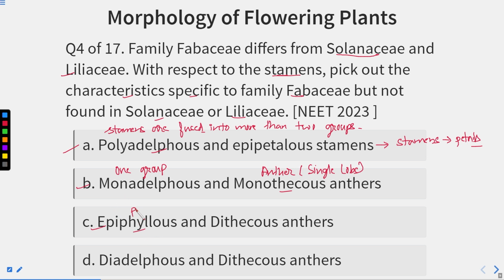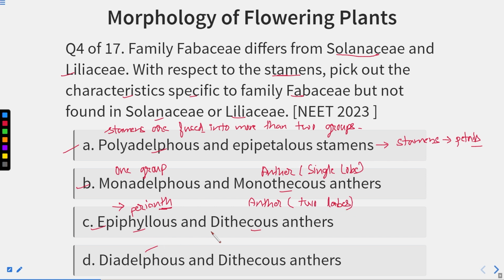Alright, here we are talking about the perianth. What is perianth? Perianth is the combination of sepals and petals. So sepals and petals together make the perianth. Here the stamens are attached to the perianth. Dithecous. Dithecous means when the anther is two-lobed. There are two lobes present.